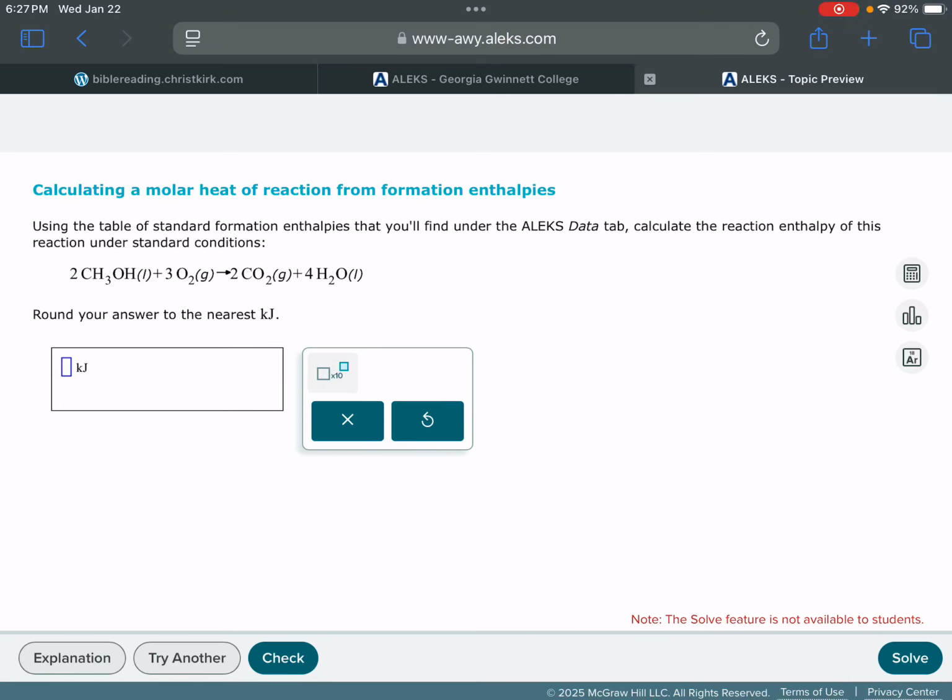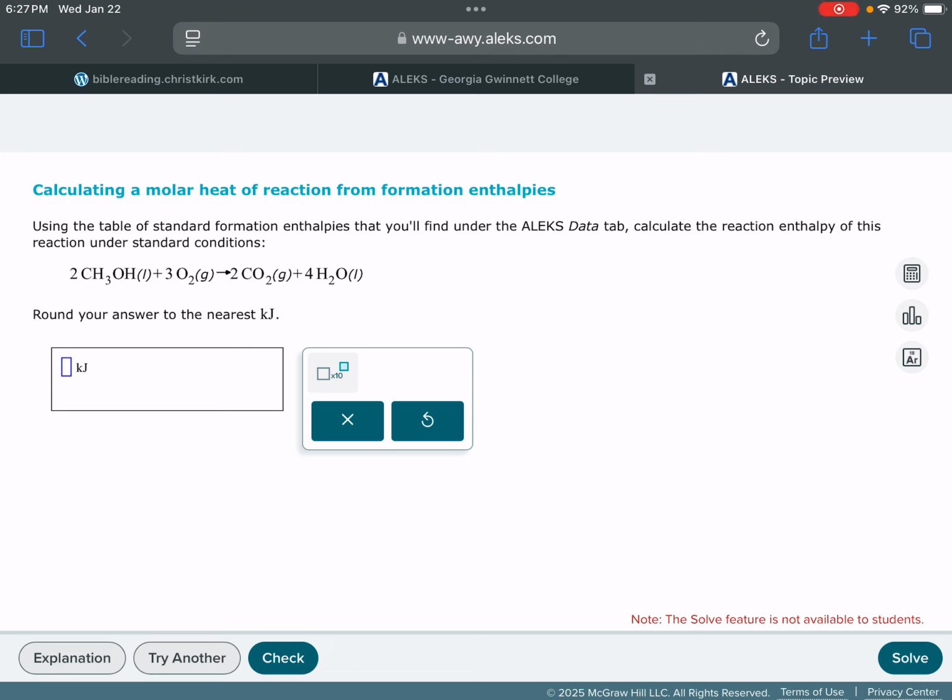Okay, so we're going to do another problem here. And this is also due tomorrow night, and this has caused some people some trouble. This is another Chem 1 topic, but we need it for Chem 2, so I'm glad it's here. We're going to be calculating a molar heat of reaction from formation enthalpies, and we need formation enthalpies. Can you read this question here?